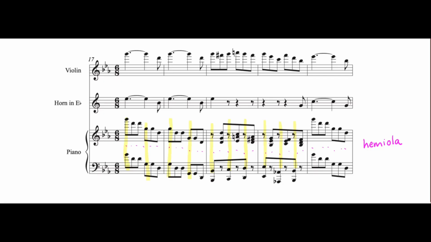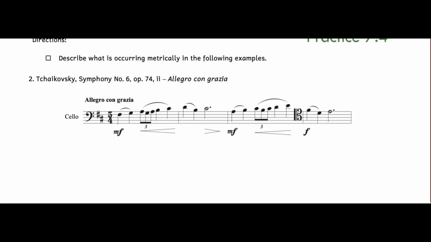because I just think these hemiolas are super. All right, let's move on to number 2. Go ahead, do number 2 on your own, pause the video, and press play when you're ready.